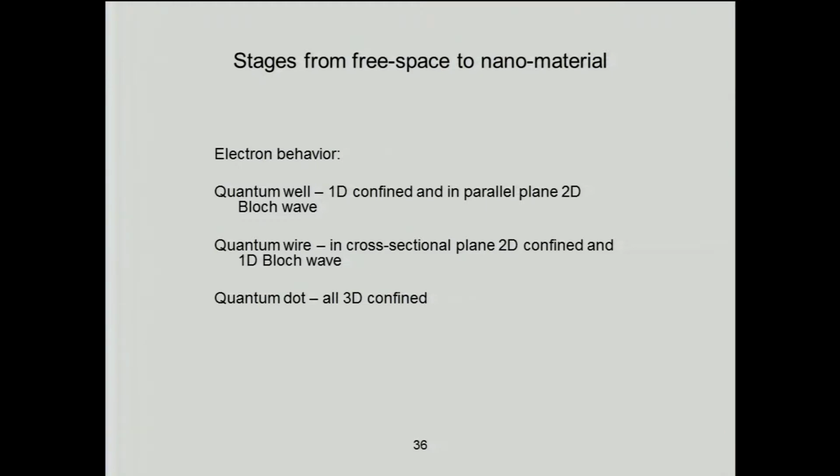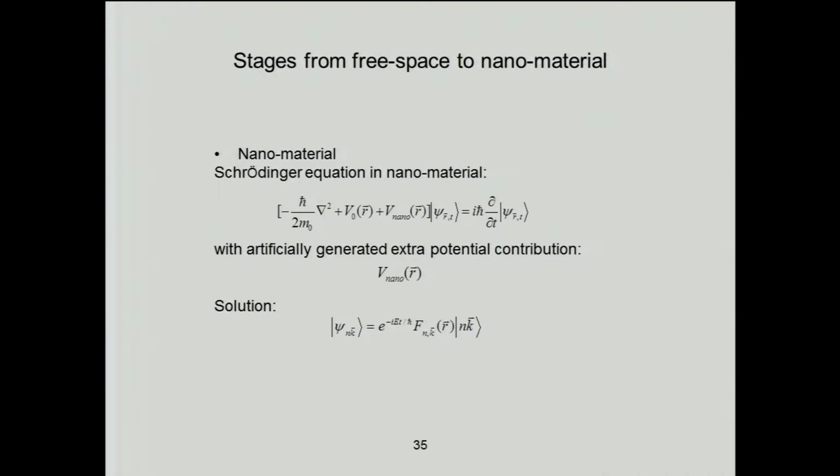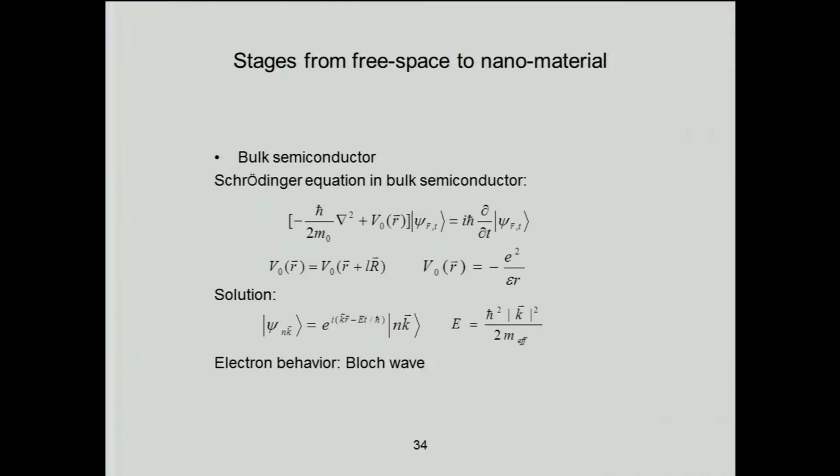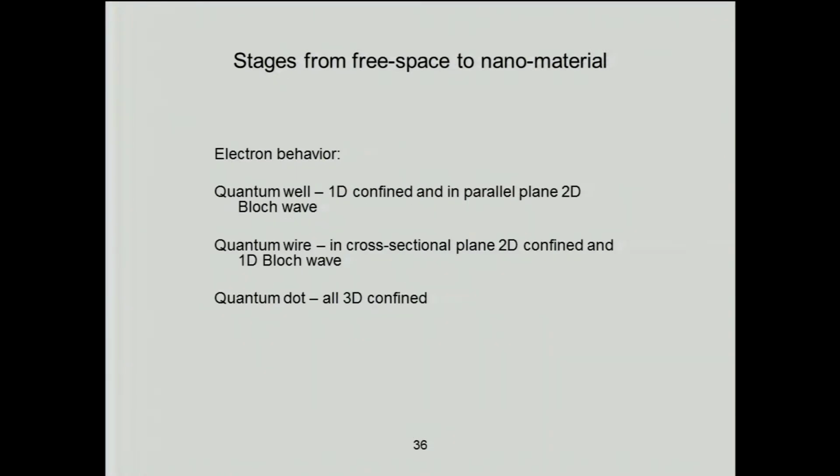So what we are doing here is we added the extra potential, this one, V. Now when we talk about electron behavior, we call it by different names: the quantum well, the quantum wire, the quantum dot. That means it is confined in one dimension, in parallel to a plane.